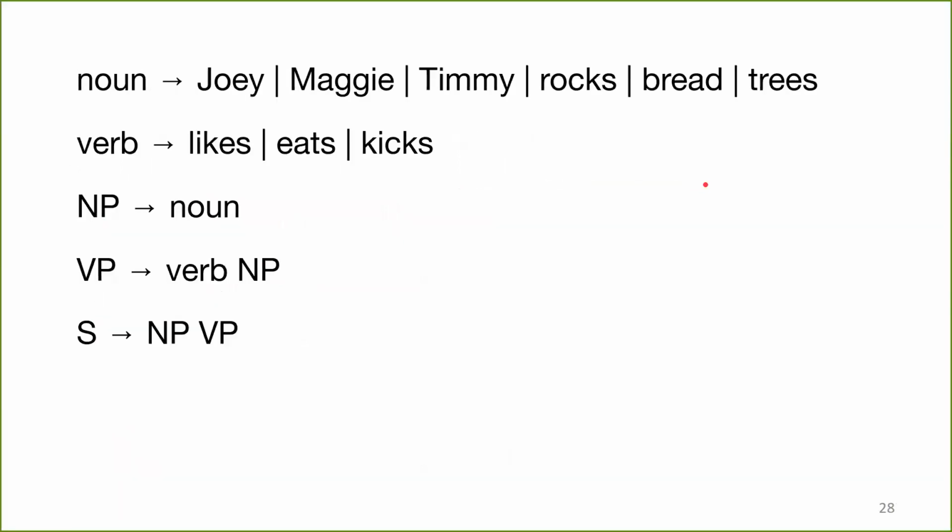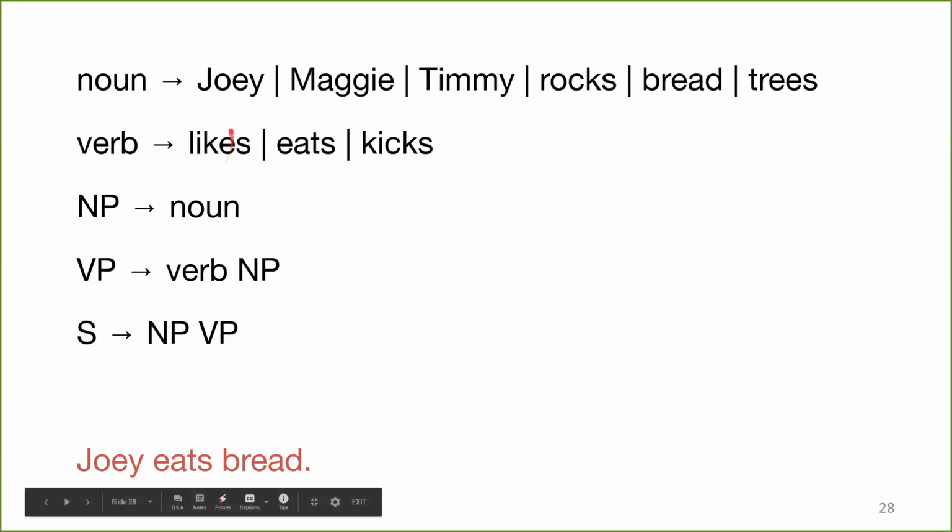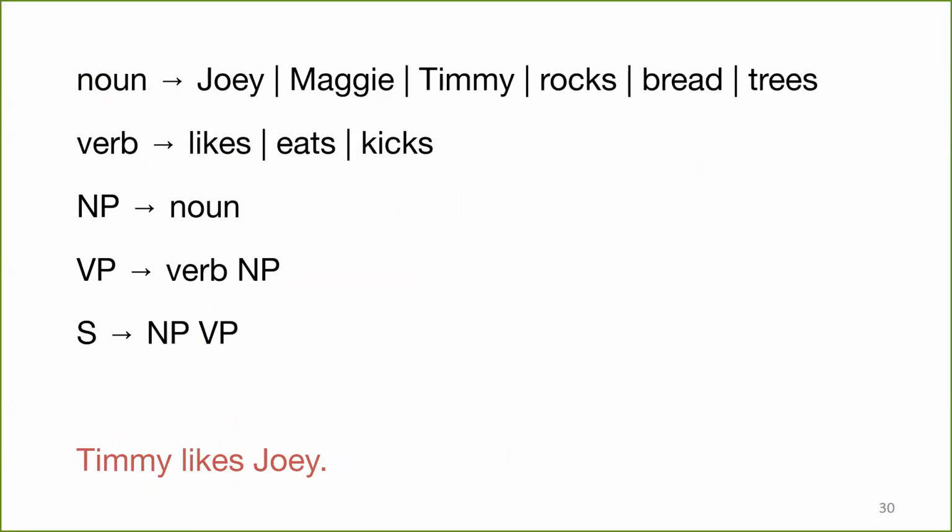You can use a grammar not only to check valid sentences, but also to generate new ones. For example, based on this grammar, this is a valid sentence, since it has a noun, Joey, here's one of our available nouns, followed by a verb and another noun. By the same token, Maggie kicks rocks is also valid. And the same thing for Timmy likes Joey.